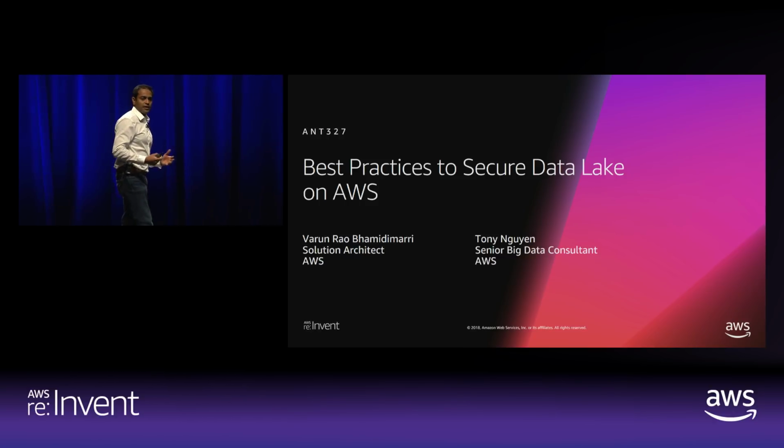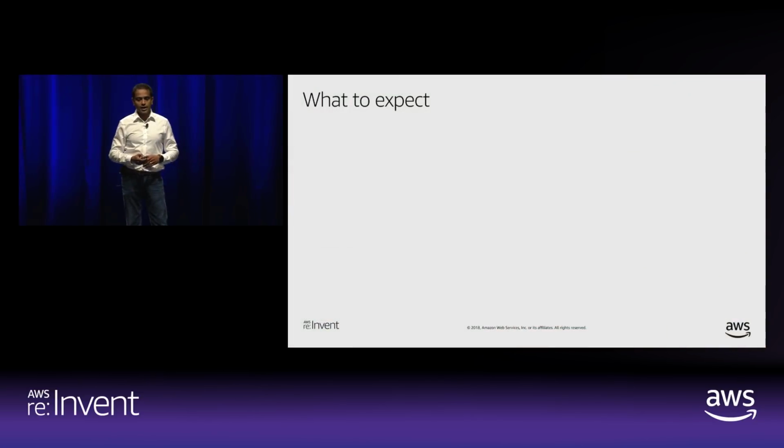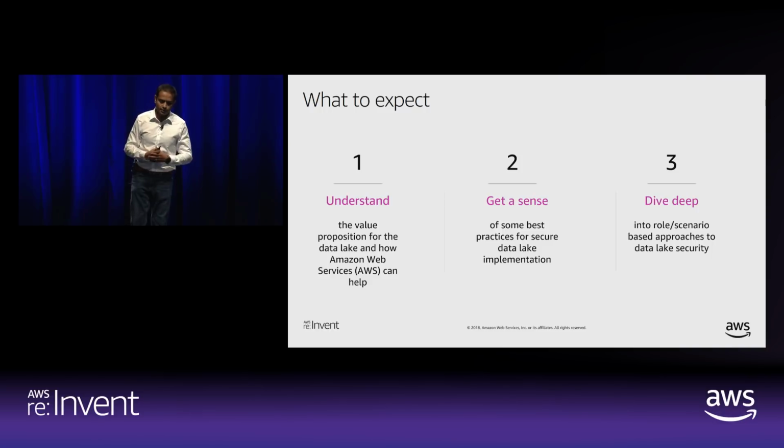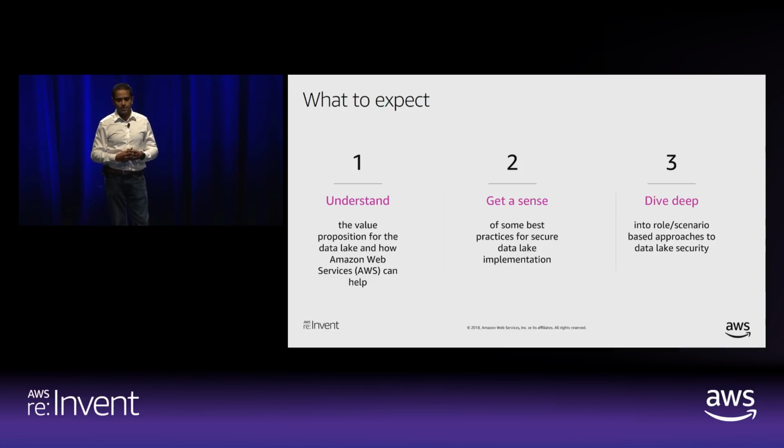Before we get started and get into the details of securing a data lake, we wanted to set a few high-level expectations, what we want you to leave this session with. Three main things. First, understanding the value proposition of why a data lake on AWS makes sense and how to build it. The second is to get a sense of the best practices involved to secure it. And finally, the roles and responsibilities required in order to make that happen.